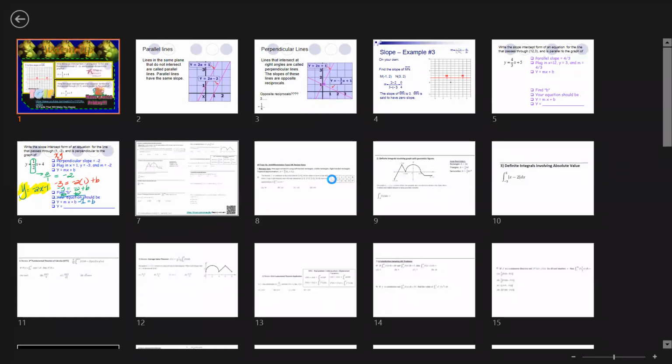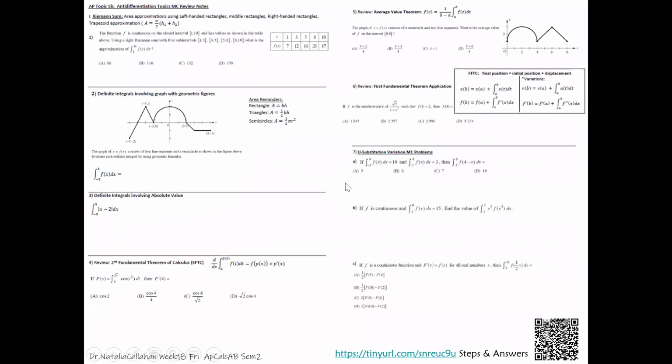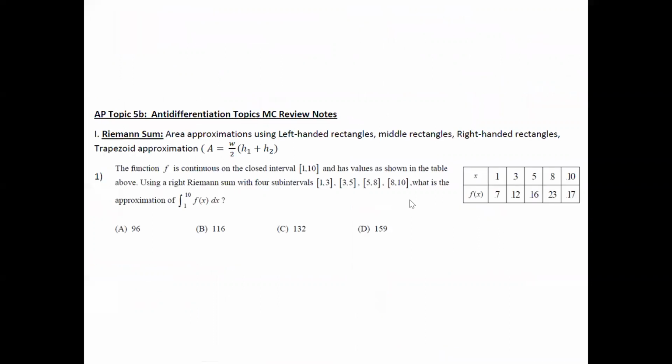Okay, so this is actually the last day I see you guys before your AP exam. So we're going to start with the very last unit, which is on anti-differentiation and techniques and whatnot. So it looks like this. And we're just going to jump right into the very first question.